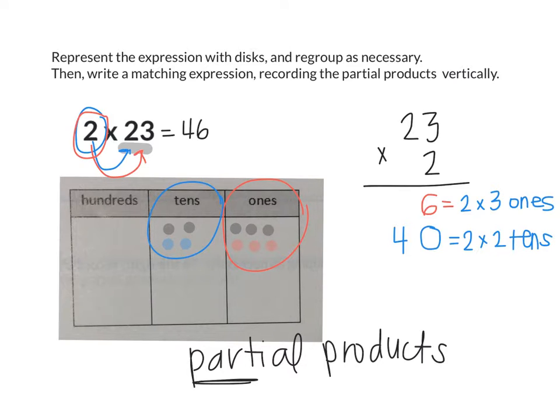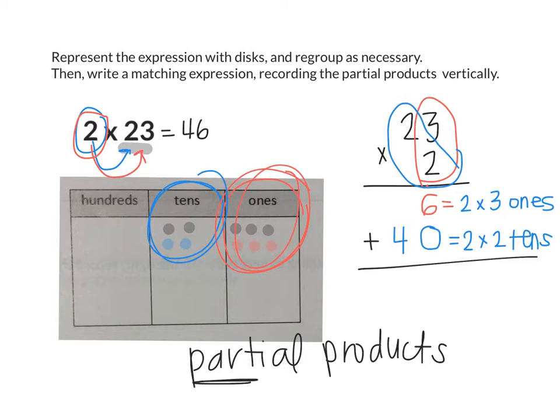of 2 tens. Let me switch the colors. 2 copies of 3 ones was in red over here. And then we made 2 copies of 2 tens over here, which was 40. Well, each of those products is only part of the total product. So in order to find the whole product, we have to add up the partial products. What's 40 plus 6? 46. This is not the standard algorithm way. This is called the partial products way. Okay?